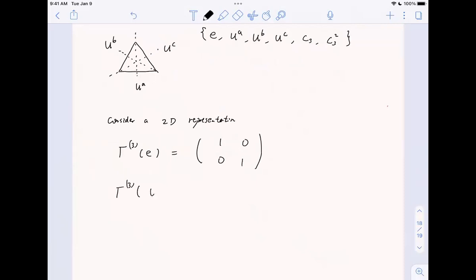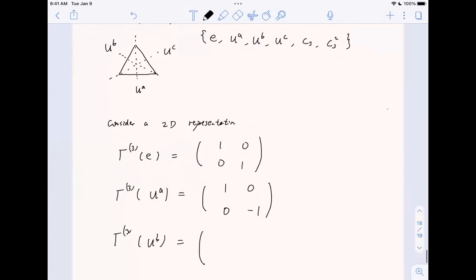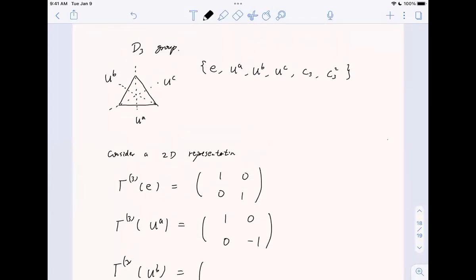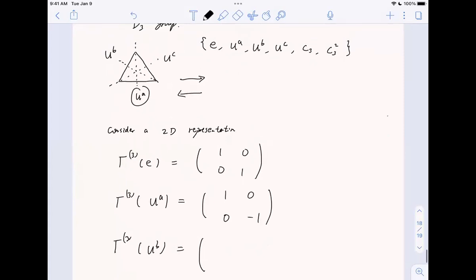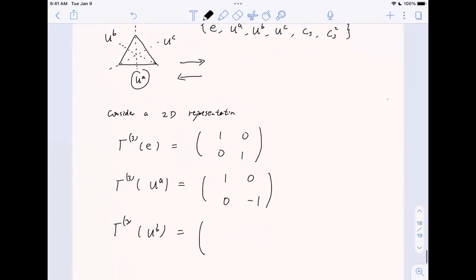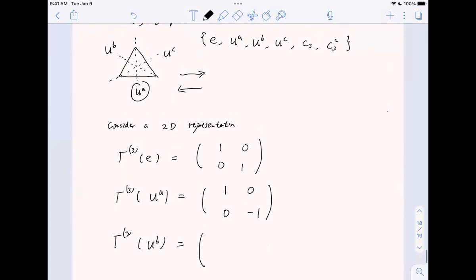Then UA will be 1, 0, 0, -1. Okay. So UB will be, it's just the matrix that you rotate a vector. But let's say you have a matrix like this, then after UA, the vector becomes like this. So one of it flips.